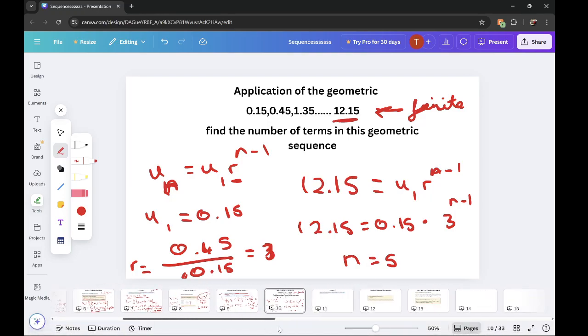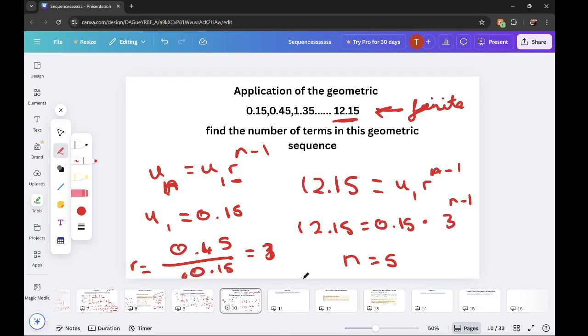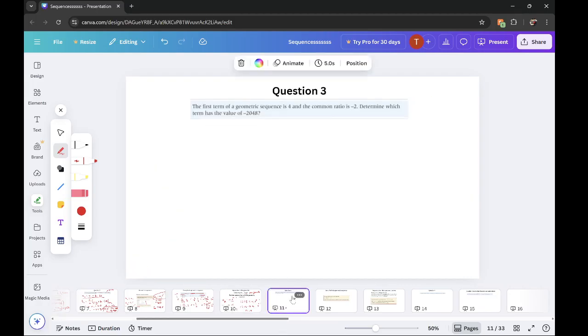And I hope that makes sense now. That's the application of the geometric sequence formula. Now let's do another one. This is for you to attempt. So go ahead, pause the video, and try it out.